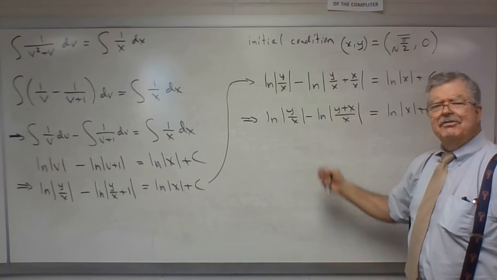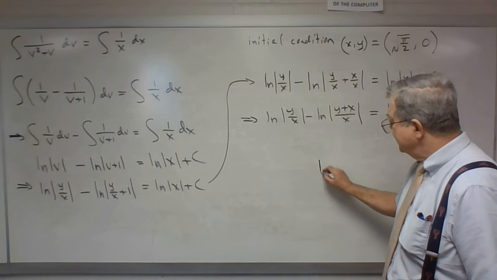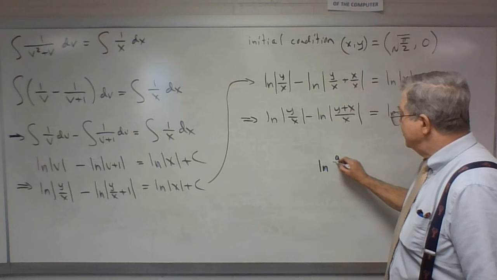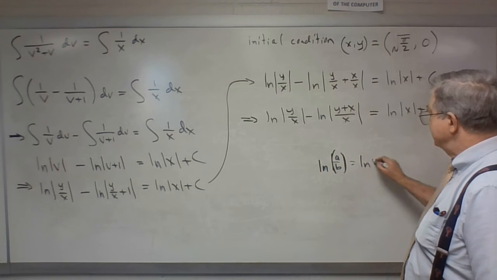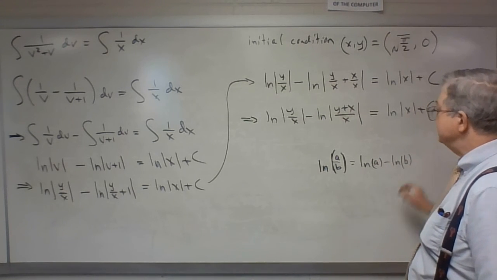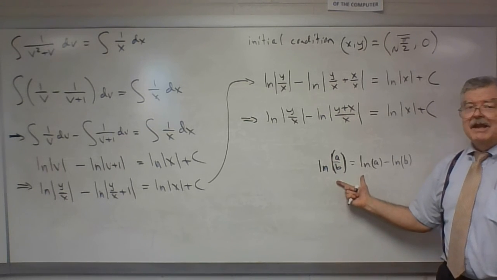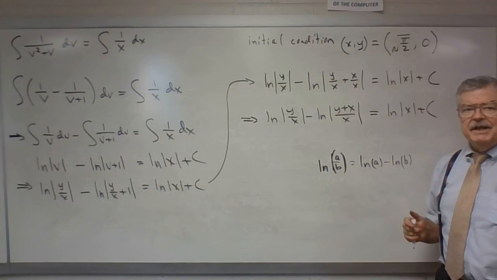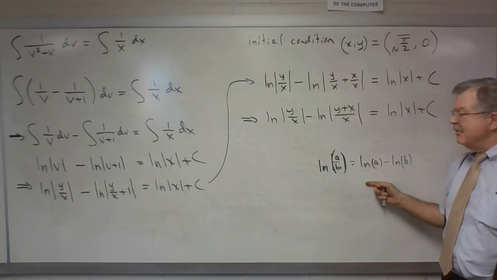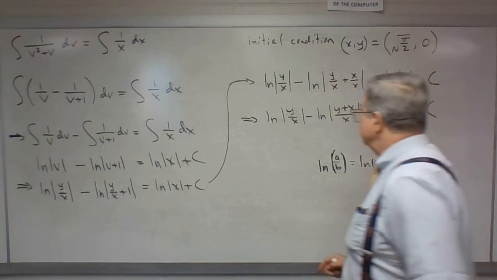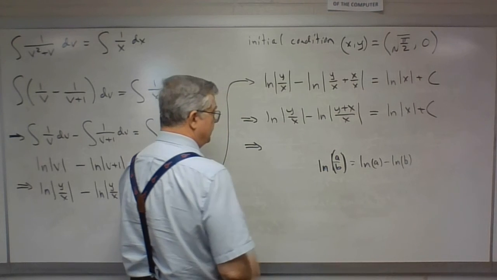The difference of natural logs. Don't we have some sort of a formula for that? Let's see. Natural log of A over B equals natural log of A minus natural log of B. Well, you know, this is an equation. And even though we're English speaking and we read English from left to right, equations can also be read from right to left. So here's what I'm going to get. I'm going to get the quotient of these two things.